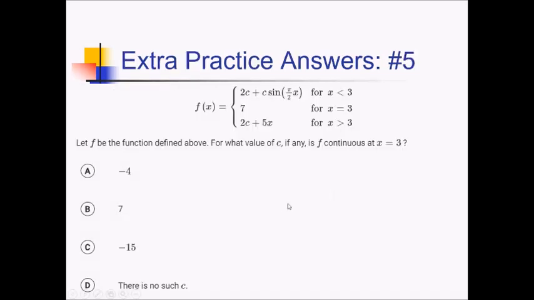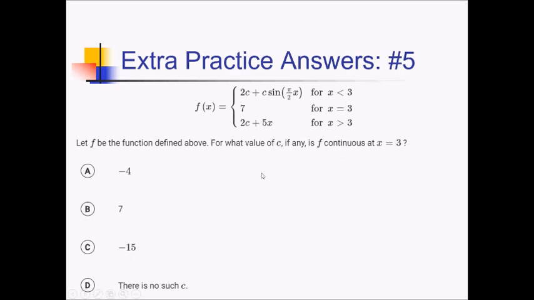On this problem, we're trying to figure out a c value that makes this piecewise function continuous at x equals 3. So we'll start this one by basically trying to prove that this is continuous. To do that, we have to verify that the limit exists, the function value exists, and that the limit and the function value equal each other. Let's start with the limit.